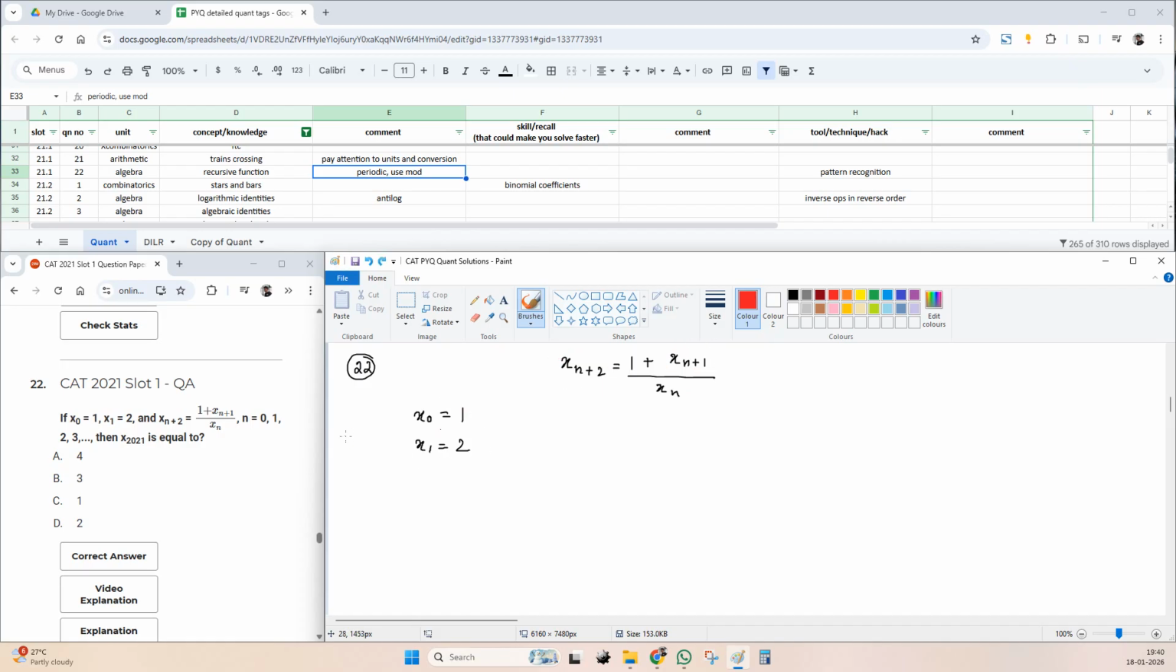First output x0 is 1, x1 is 2. So now we have two values, and every subsequent value is a function of the previous two values. This is going to be a function of this and this, and this is going to be a function of this and this, and so on. Based on this formula, we have a recursive function, hence the concept tag.